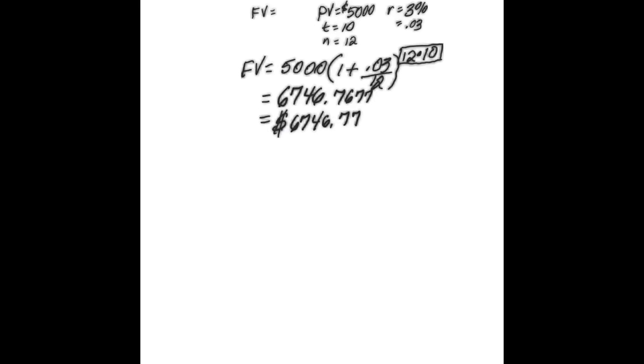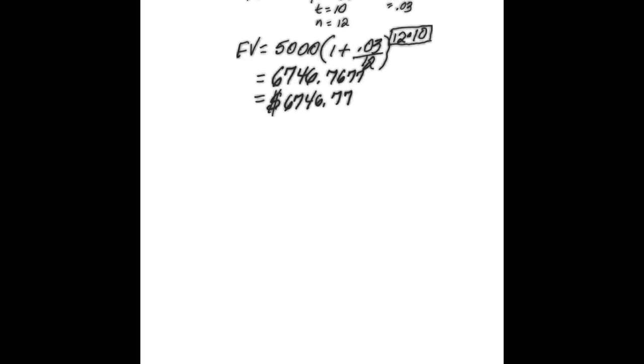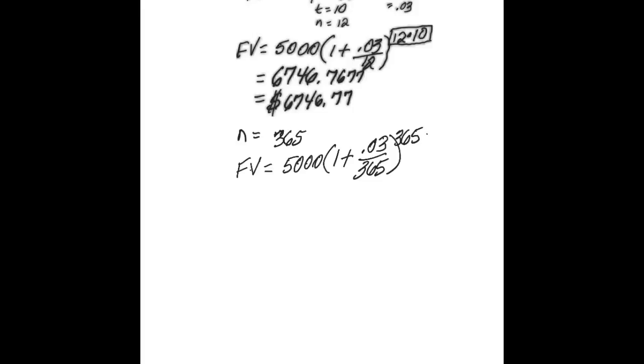Okay, so let's do one more. Let's say that we're using the same thing, same numbers, but our compoundedness is equal to 365 days a year, because we are talking about daily. Okay, so then I have exactly the same thing. Future value is equal to 5,000 times 1 plus 0.03 divided by 365 raised to 365 times 10.